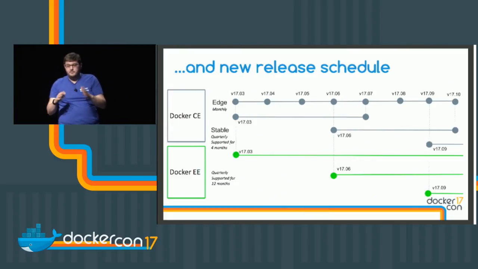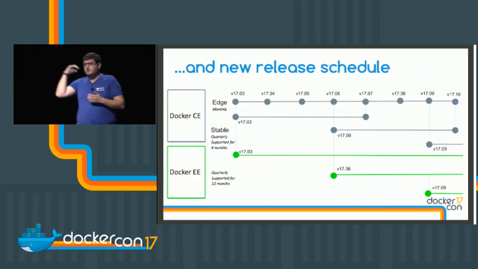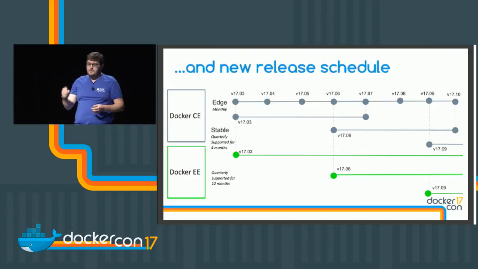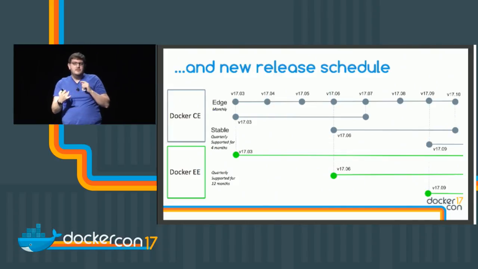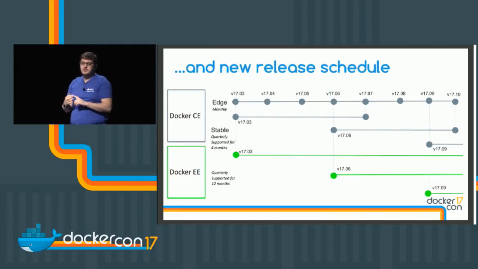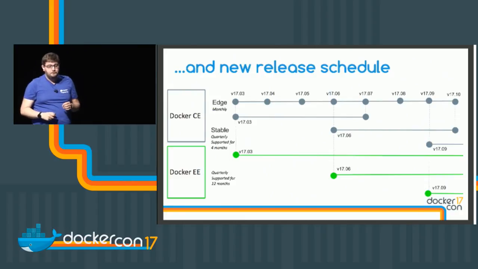So I know there is a lot of information on this slide, but bear with me. It's quite simple, actually. On the top part of the slide, we have Docker CE, so Community Edition. If you want to install Docker CE, you basically have two choices. We call those channels. You can use the Edge channel. It's going to be released monthly, so 17.04, 05, 06, 07, and so on. It's for when you want to try the bleeding edge features of Docker. When you always want to have the latest version of Docker, you should use the Edge channel. Every month, you're going to get a new release with all the newest features.